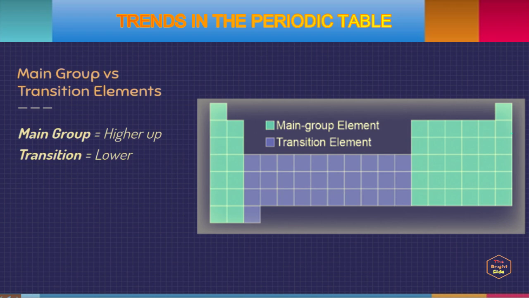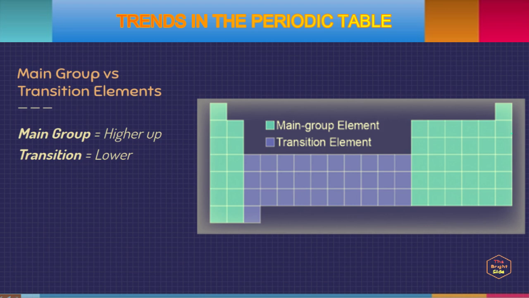A couple more definitions. There are main group elements and transition elements. The main group elements, if you look at the periodic table, sit higher up. So they're the ones here in red on my screen. The reason we call them main group elements is because they follow a set of rules. They're pretty predictable. They're mainly what we're talking about in this kind of chemistry class at high school.